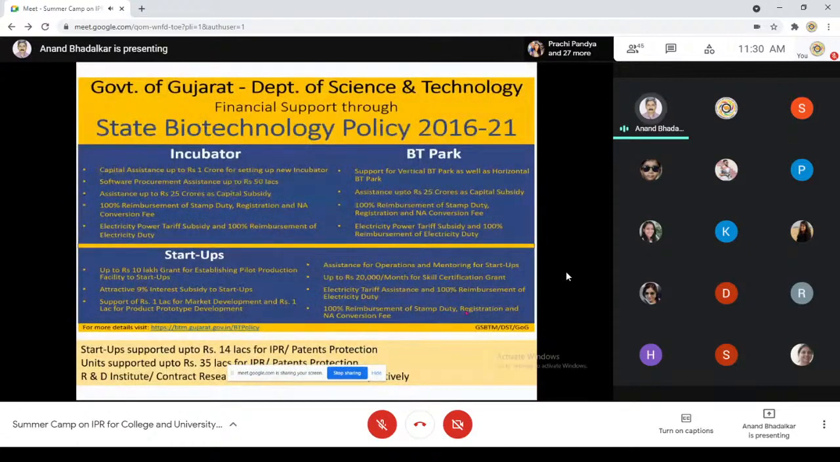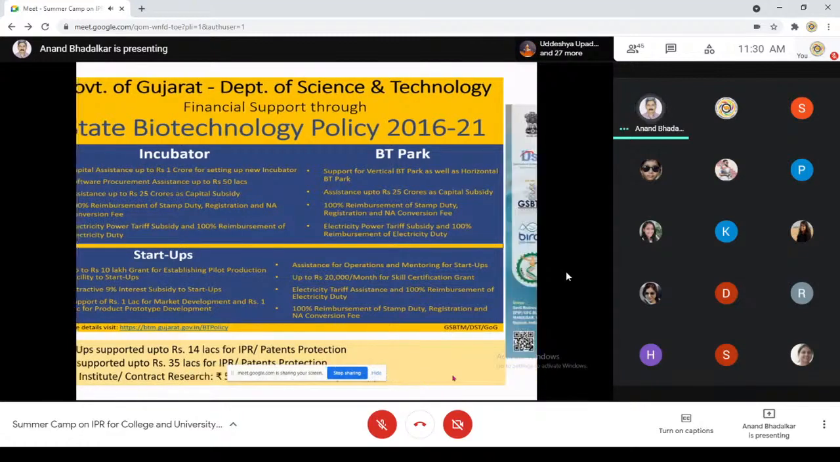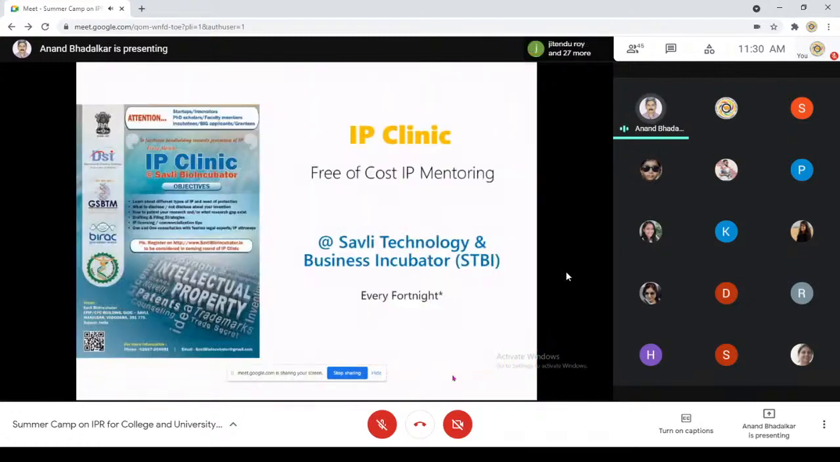Okay, biotechnology policy supports innovators in large number of ways, but I want to draw your attention to the last component, patent protection, IPR protection. If you are a startup, we support up to 14 lakhs. If you are units, up to 25 lakhs. R&D institutes, contract research, ये सब में भी हम लोग बहुत ज़्यादा सपोर्ट करते हैं. IP क्लिनिक फ्री ऑफ कॉस्ट चलाते हैं.